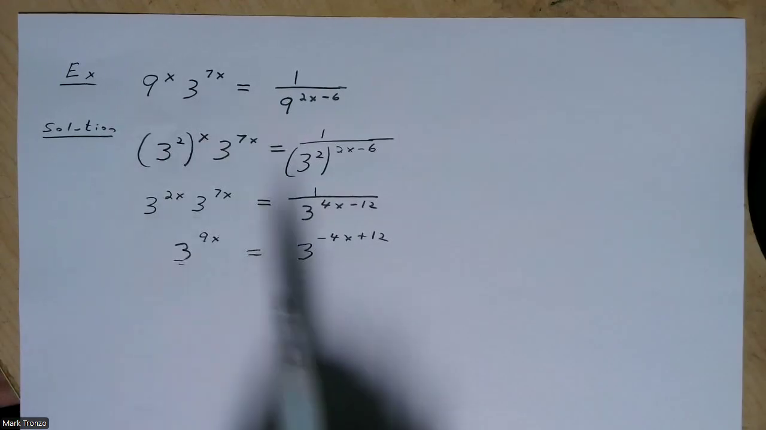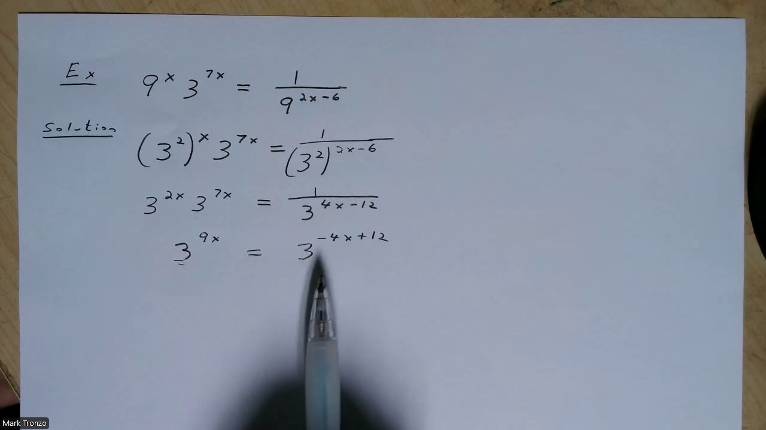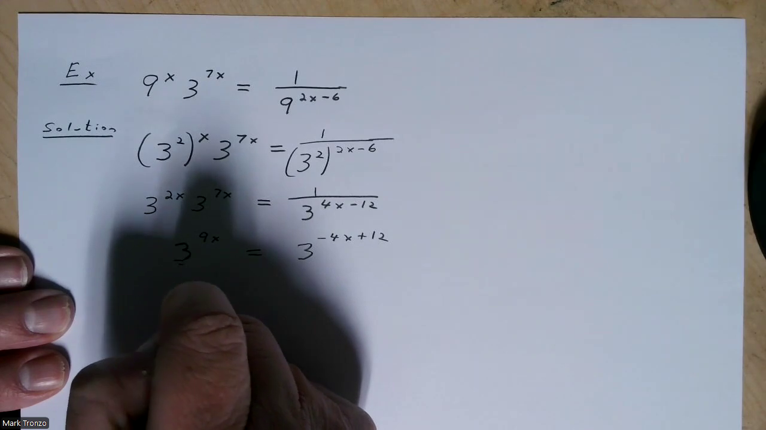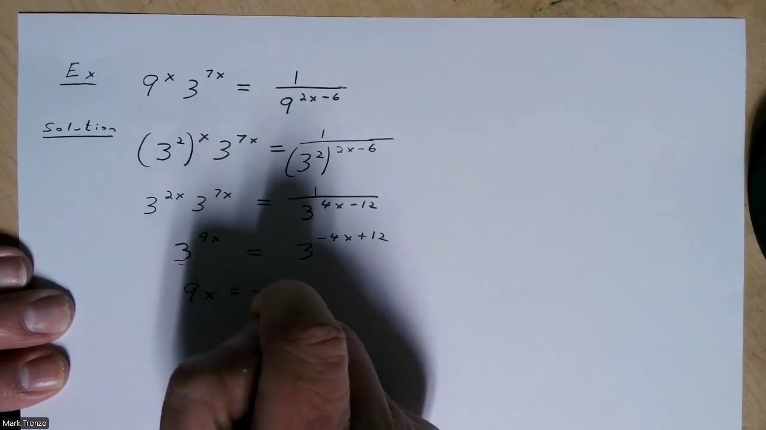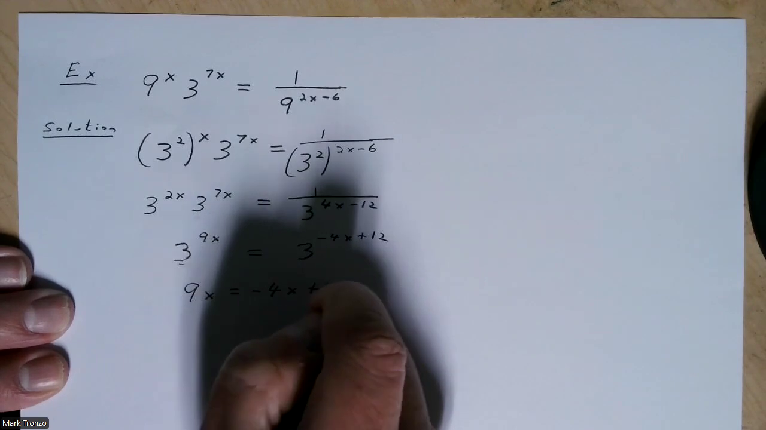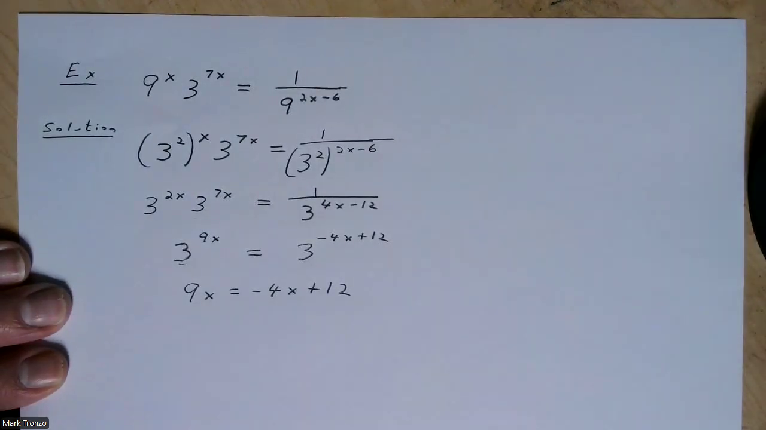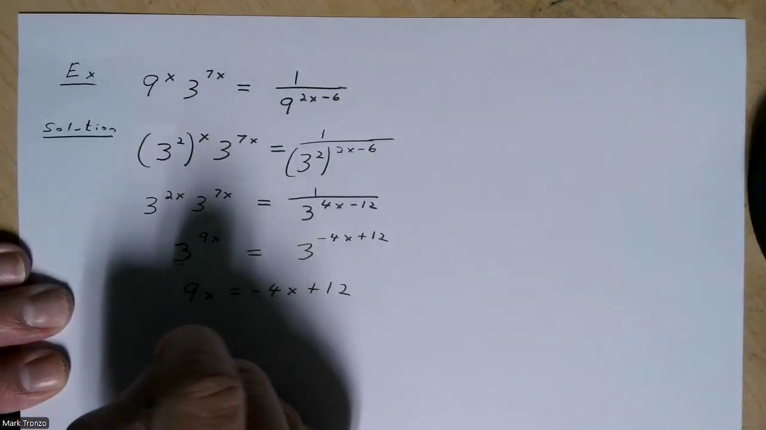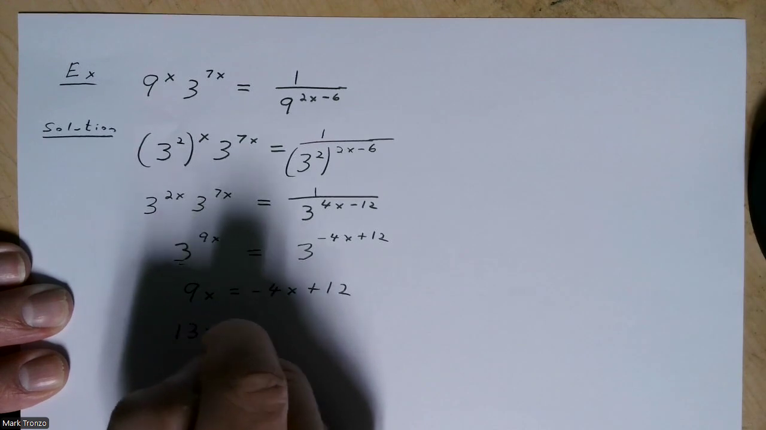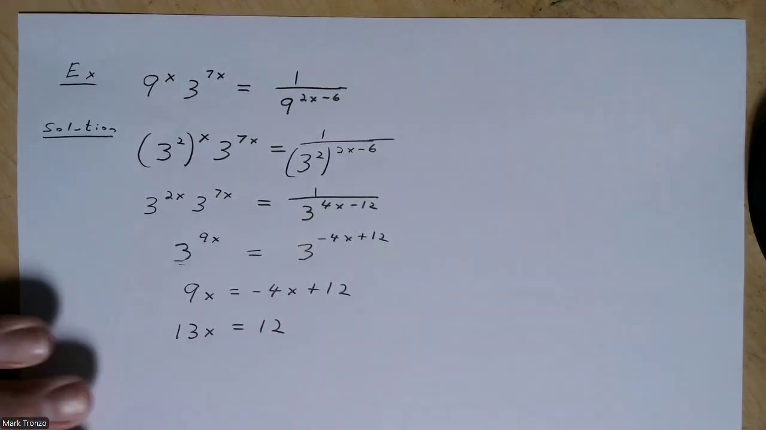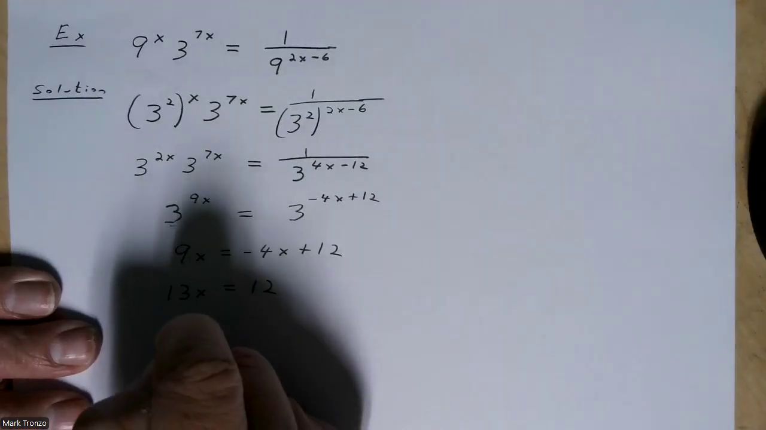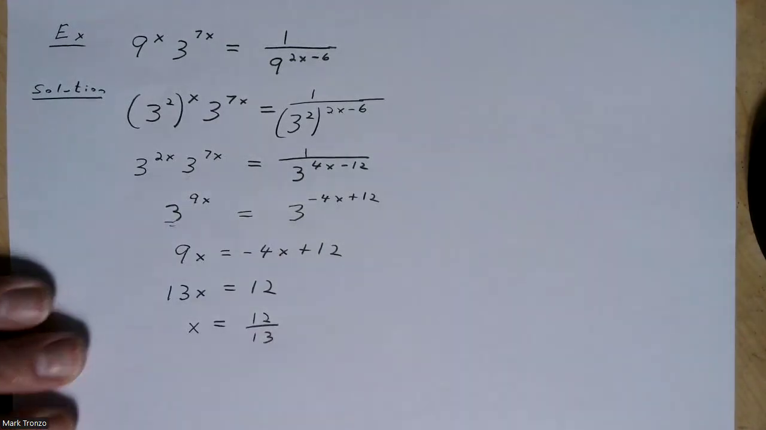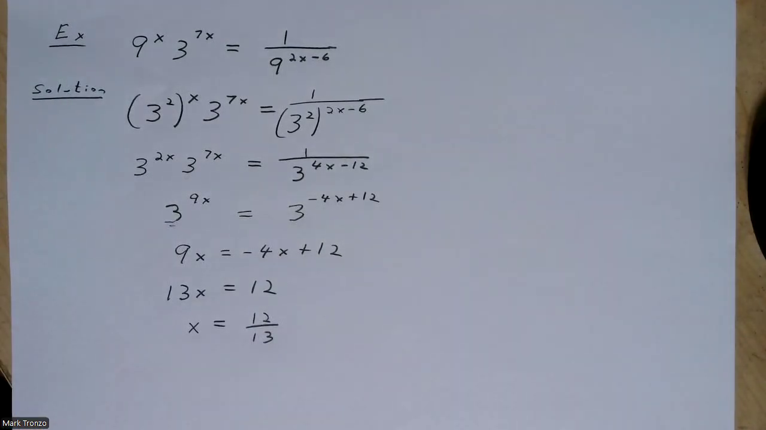Now, finally, we're at the point where we have a 3 as a base on the left, 3 as a base on the right. Now we can set the exponents equal. And let's bring this over to the left-hand side. That's going to give us 13x equals 12. Divide by 13. x is going to be equal to 12 over 13, like that.